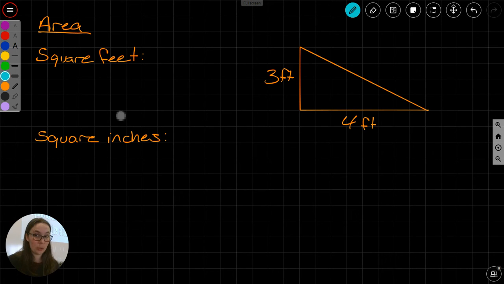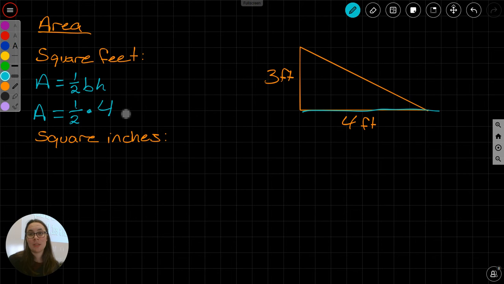I know, and you know too, that the formula for area of a triangle is A equals 1/2 base times height. 1/2 times base times height. So let's fill in what we know. A equals 1/2 times base is 4, that's this length here, 4 times 3, which is the height, which is this side here. Okay, 1/2 times 4 times 3. Well, 1/2 times 4 is 2, times 3 is 6.